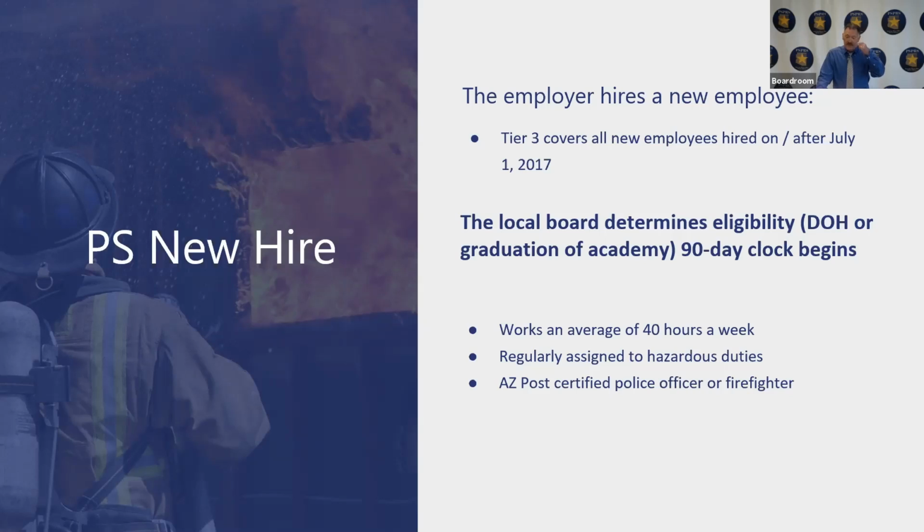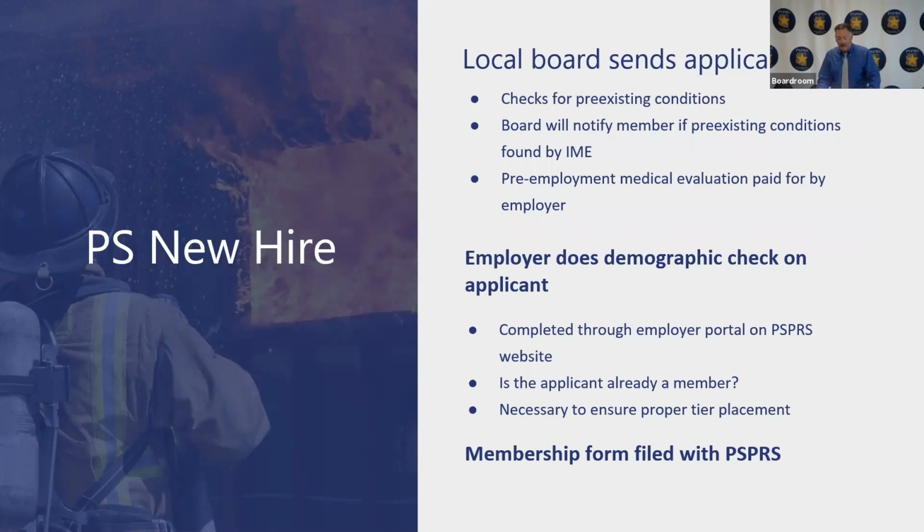The local board is going to determine, when does the clock start ticking for this Tier 3 member? The way the statute's written, the local board determines that the date of hire or graduation from the academy is when, again, that 90-day clock starts for the member. Full-time public safety, 40 hours a week, engaged in hazardous duty, has to be an AZ POST-certified police officer or a firefighter to be a participant in the Tier 3 public safety plan.